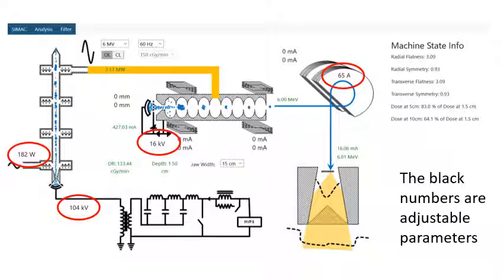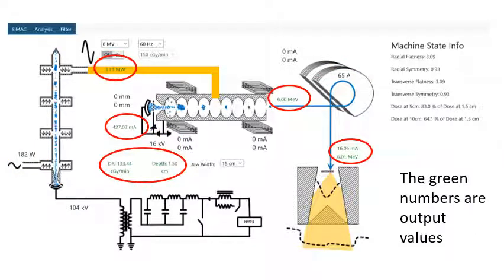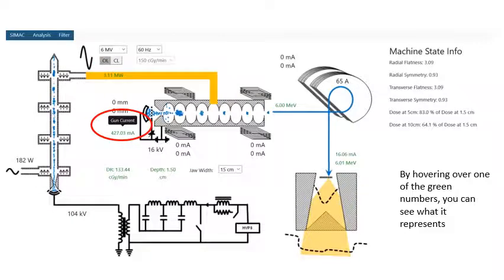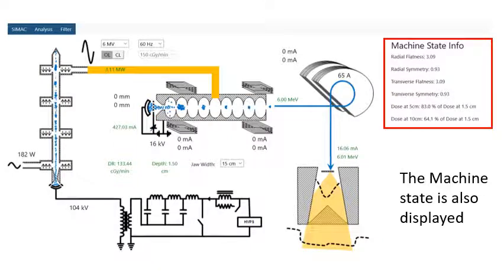The black numbers are input values to the simulator that can be adjusted. The green values are then the operating parameters of the accelerator that the simulator calculates. By hovering over one of the green values, you can see what value it represents. Also included in the display is the machine state info, which includes flatness, symmetry, and depth dose parameters.